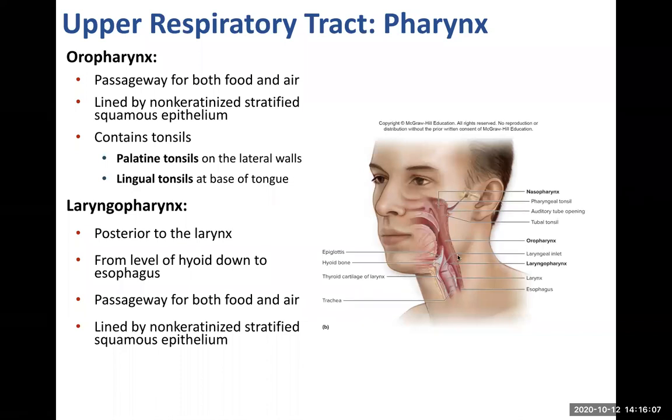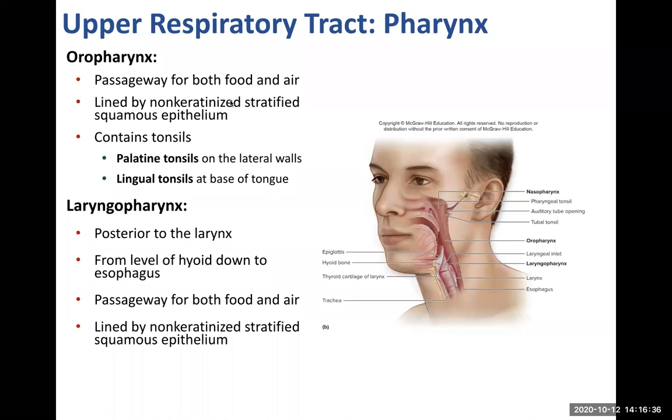Okay, the oropharynx, right here. So the oropharynx is different from the nasopharynx in that it is a passageway for both food and air. This area is lined with non-keratinized stratified squamous epithelial tissue, right? If you were given that clue, that tells you that this is a passageway not just for air, but also for food, right?